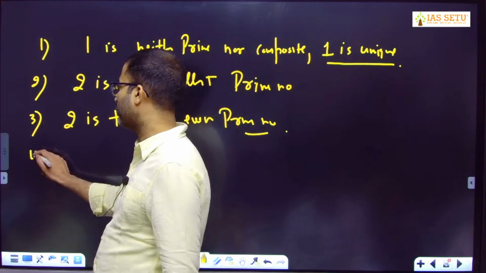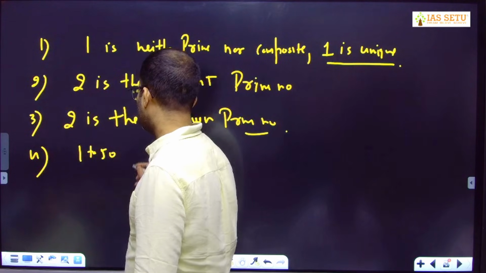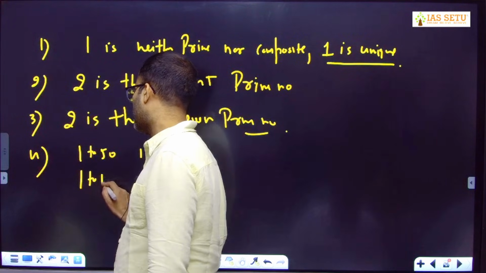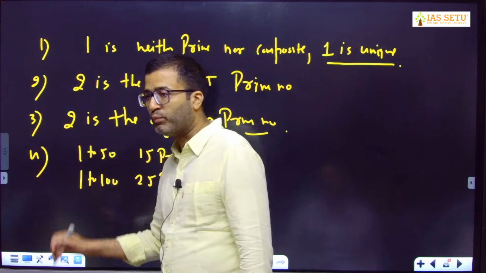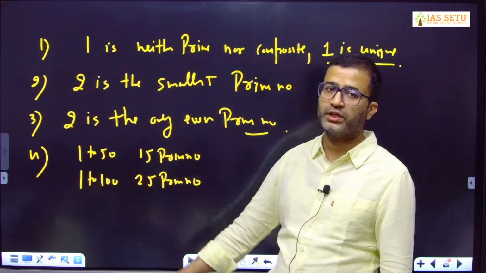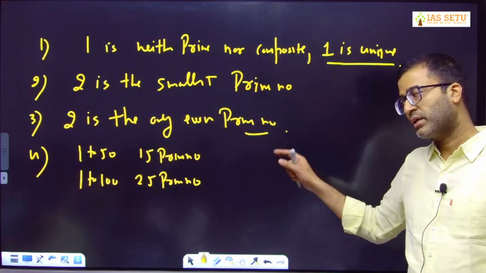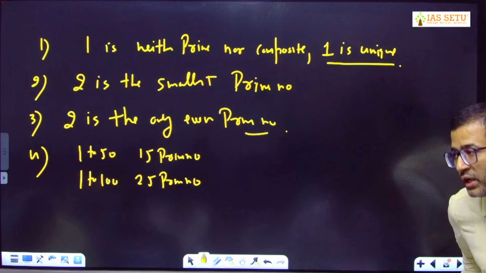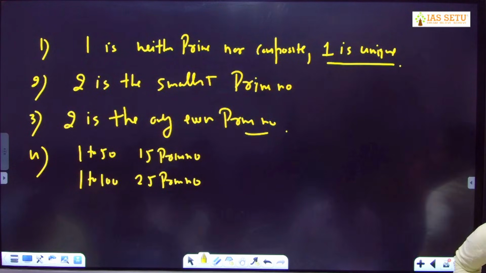Now next, I give you one piece of factual information. It might help. 1 to 50, we have 15 prime numbers. 1 to 100, we have 25 prime numbers. And most of the questions are based on these first 25 prime numbers. I don't ask you to remember all the prime numbers till 1000, 10,000, but I can ask you to remember the first 25 prime numbers because these are very, very important. On average, every year there is one question directly or indirectly you can handle if you have this list in your mind.